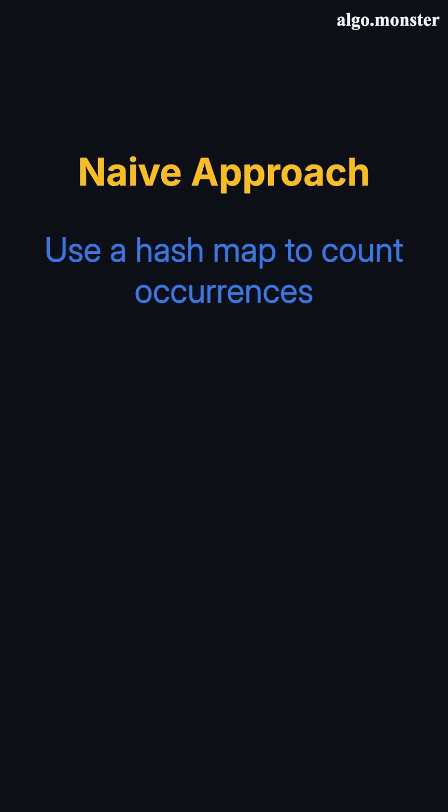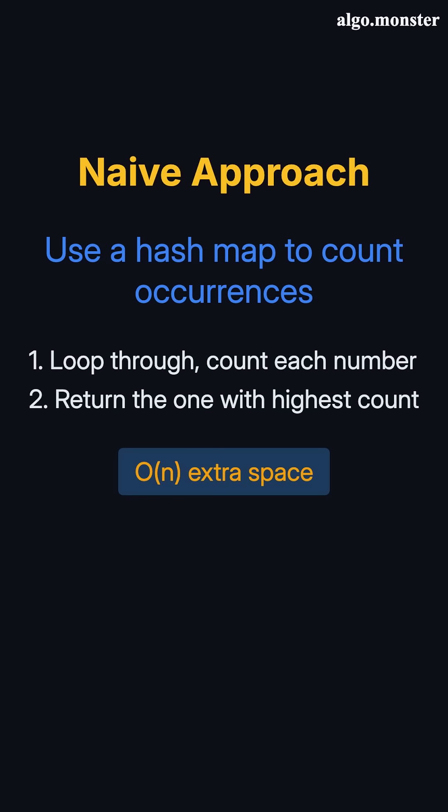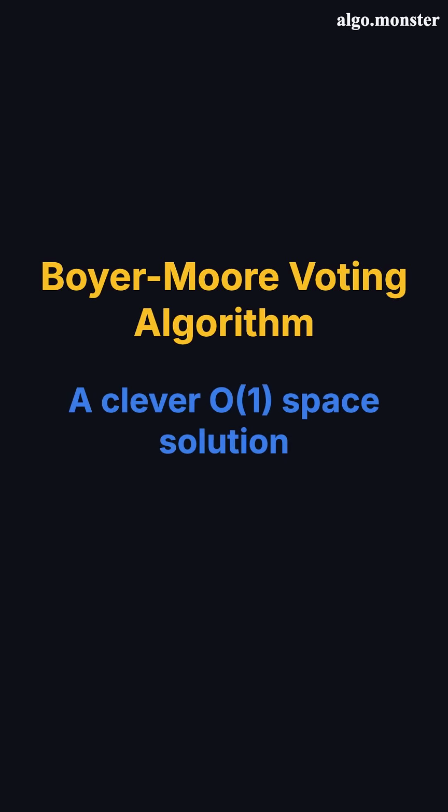The obvious approach is to count occurrences with a hash map. Loop through, count each number, return the one with the highest count. That works, but it uses O(n) extra space. Can we do better? Here's a clever idea called the Boyer-Moore voting algorithm.